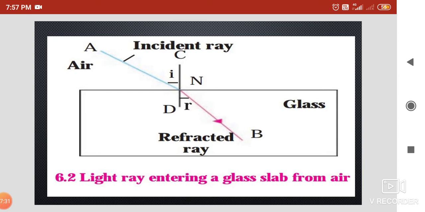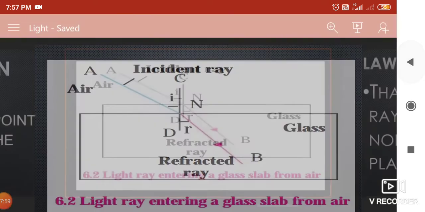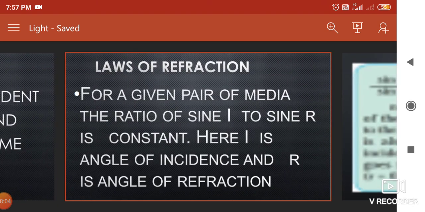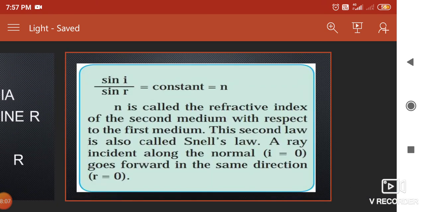So there are two laws. In the first law, the incident ray and refracted ray lie on opposite sides of the normal, and the incident ray, refracted ray and normal lie in the same plane. In the second law, for the given pair of media, sine I to sine R is always constant, and this ratio is called the refractive index. We are going to study this refractive index in the next part.